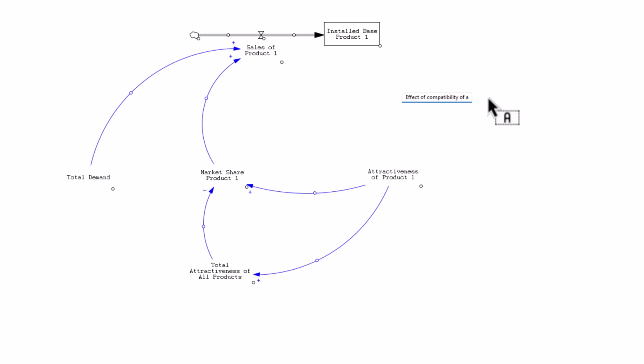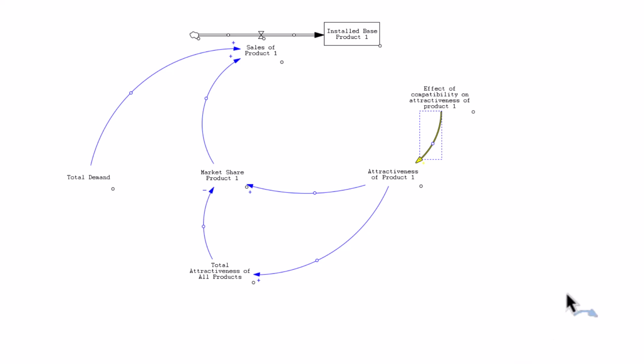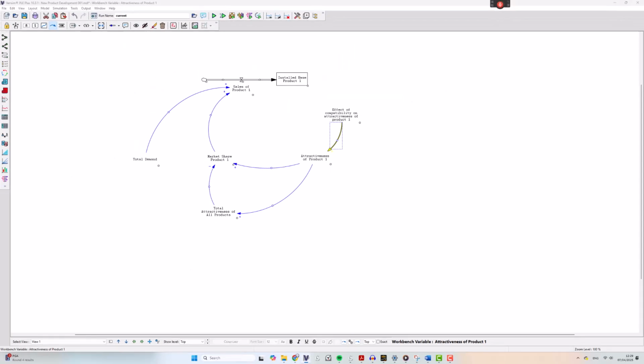So we'll create a variable called effect of compatibility on attractiveness of product 1. And we'll link it up from the installed base stock to our new variable. And it's a positive, because the bigger the installed base, the more the network effect. And we link up from our new variable, the effect of compatibility on attractiveness of product 1, to the attractiveness of product 1. And again, it's a positive variable. The more the effect, the more the attractiveness.